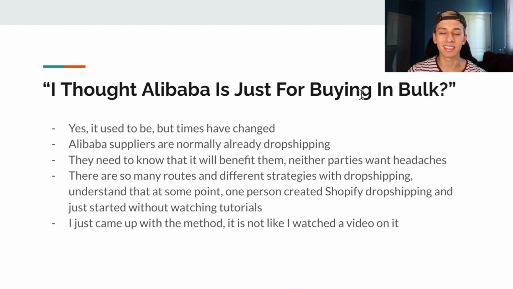A lot of people are commenting this on my videos: I thought Alibaba is just for buying in bulk. Yes, it traditionally was, but times have definitely changed. Alibaba suppliers are already dropshipping. They just have someone on AliExpress that's listing the product, and then they are doing the fulfillment for them. Most Alibaba suppliers traditionally just do bulk orders, and that's because it's less headaches when you just ship out 1,000 units rather than one by one.